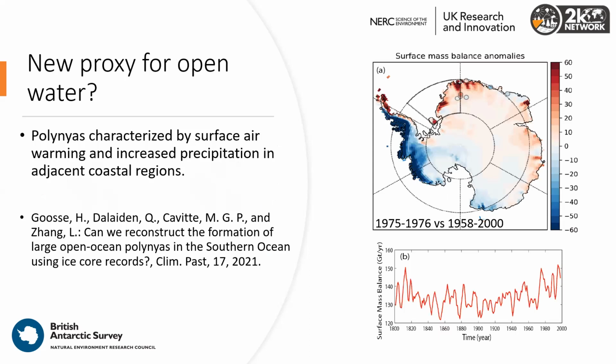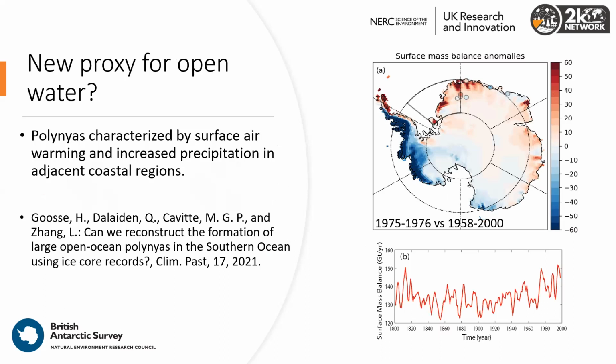So this data set has also been used in proposing this as a new proxy for open water. This is, again, taking this snow accumulation data and looking at it from a slightly different perspective, and using it as a proxy for polynya. So these are these large open water areas within the sea ice or ice-free areas. And they're actually rarely observed around Antarctica.